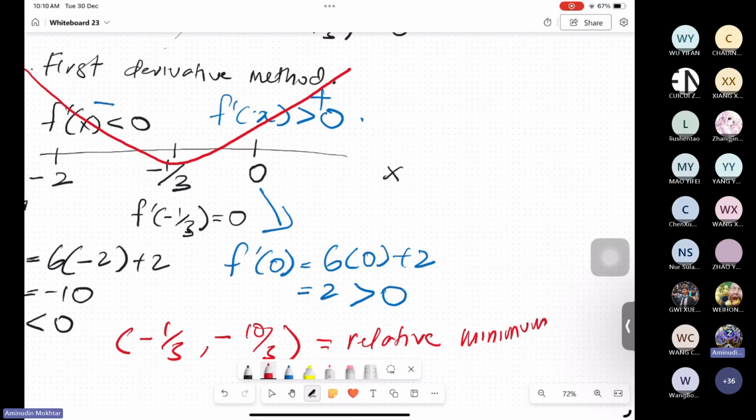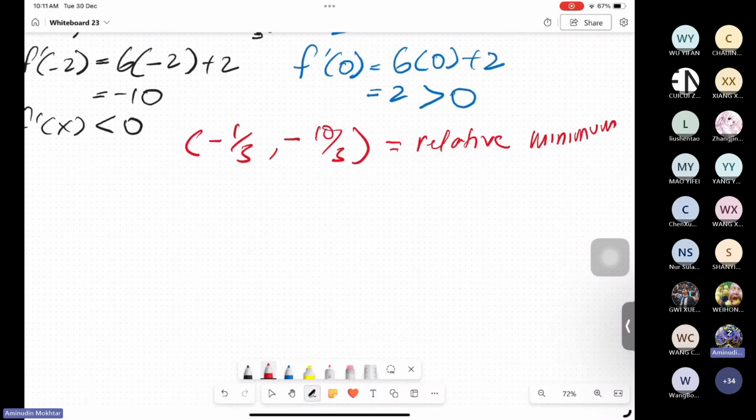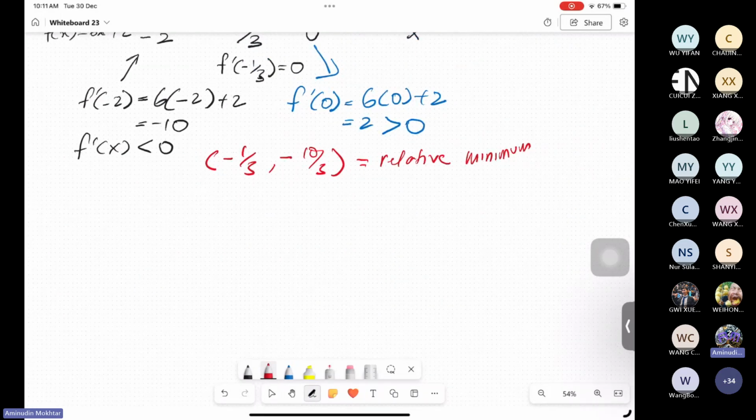Okay, that's the first method. The second method is based on the second derivative test. We can apply the second derivative test here to determine whether the critical point is a minimum or maximum.